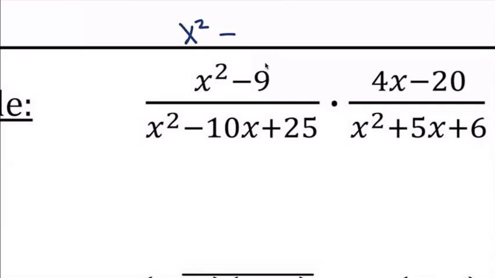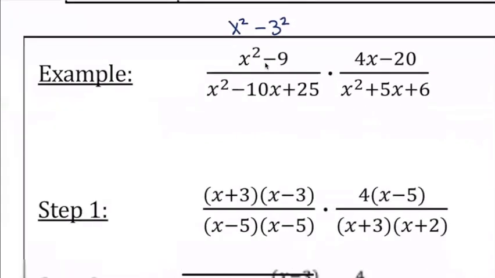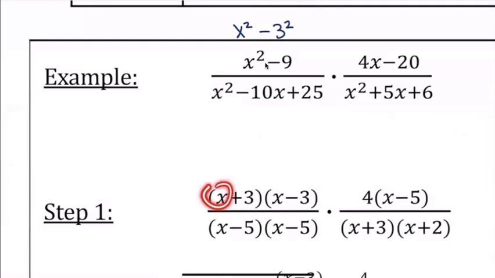And the square root of 9 is 3. So this is really 3 squared. When I break this up, the only way to get x squared is x times x. It's right here. The only way to get 3 squared is 3 times 3. And the only way to get this negative number right here is a positive number times a negative number.